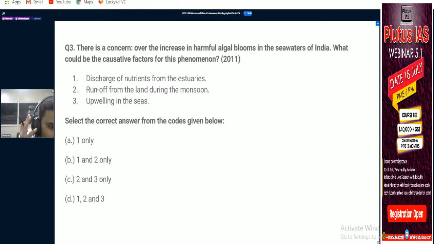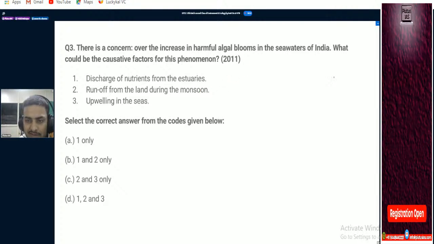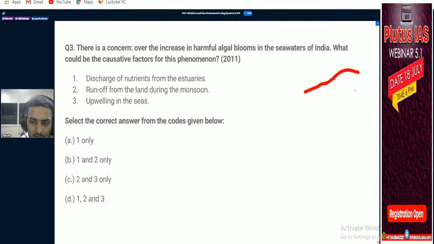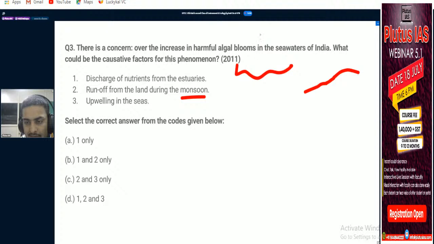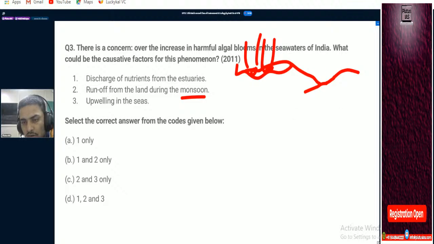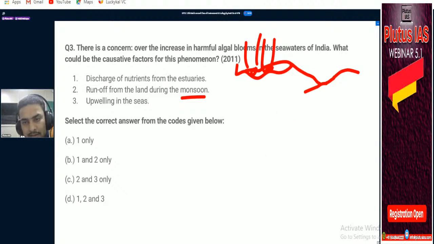I was right. So runoff from the land during the monsoon, it's the same thing. Rivers, in those runoff, or even the rainfall, monsoon rainfall. So when it rains in the field, the fertilizers get mixed up with this water and they flow down to rivers or ponds or lakes, whatever water body they flow down to. Okay. This was the second one.